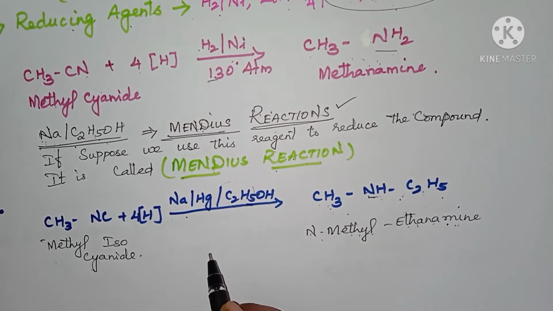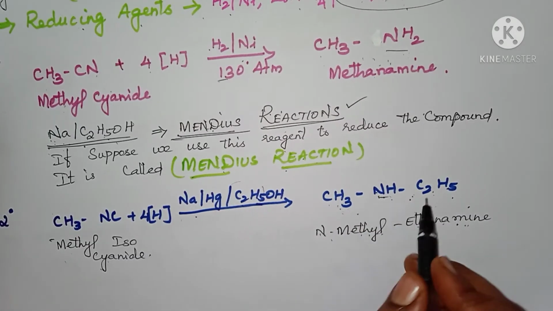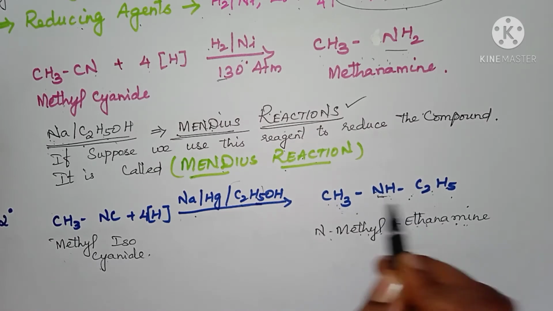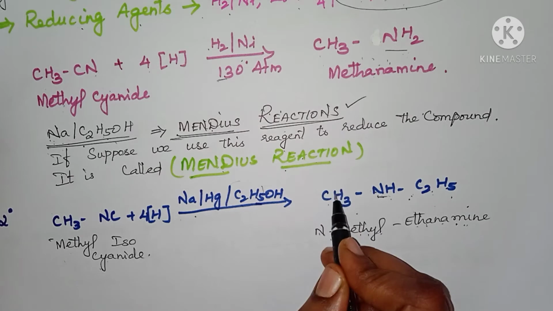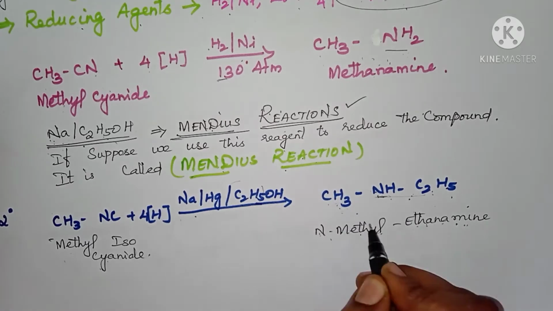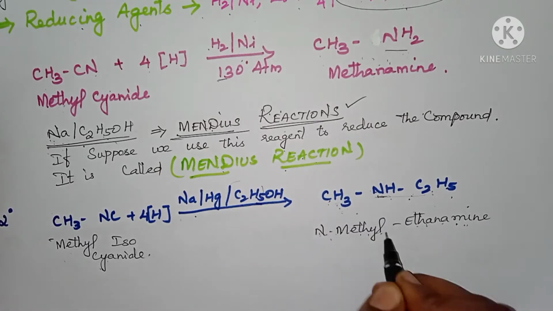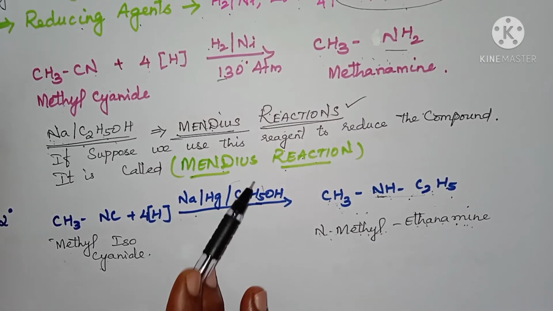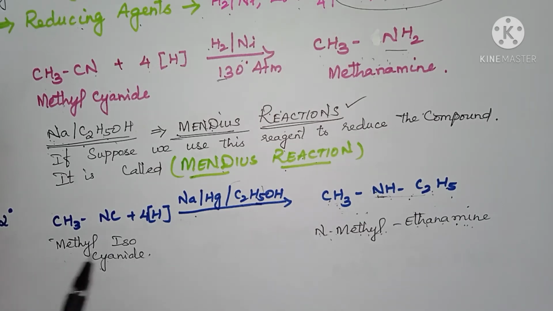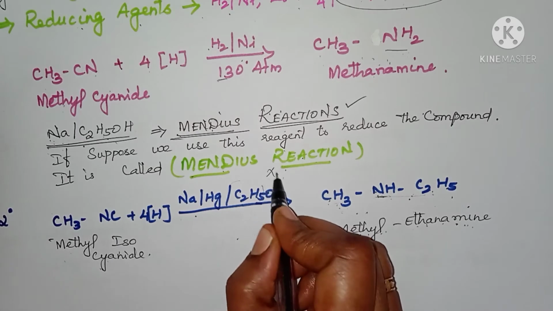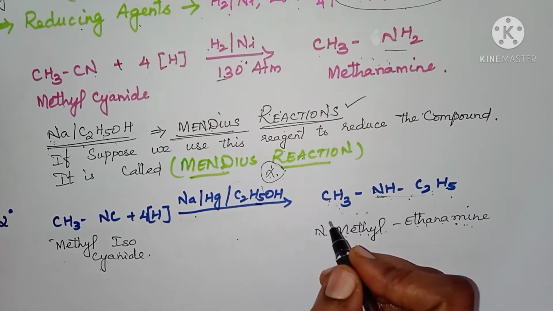Now see here, how can you give the name? Here the ethyl group is there and then the amine group, ethanamine. Then here one part is there. So here we give first preference to ethanamine, and here we just bring in N-methyl, N-methyl ethanamine. So this is the IUPAC name of this compound. So what is the Mendius reaction? The Mendius reaction is nothing but methyl isocyanide converted into N-methyl ethanamine through the reduction process. That is called the Mendius reaction, which is very, very important as a naming reaction. Hope you got it.